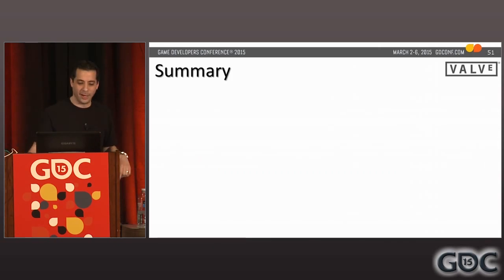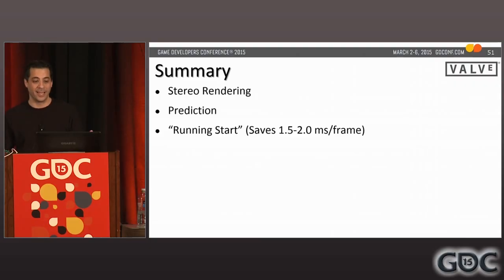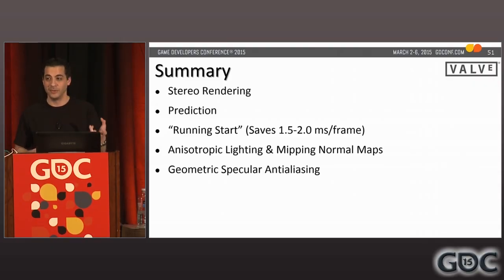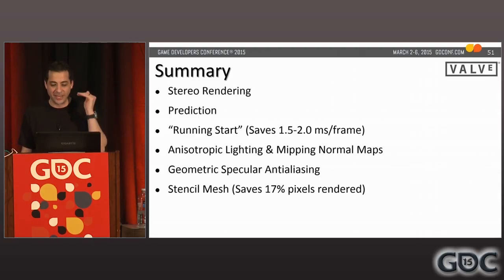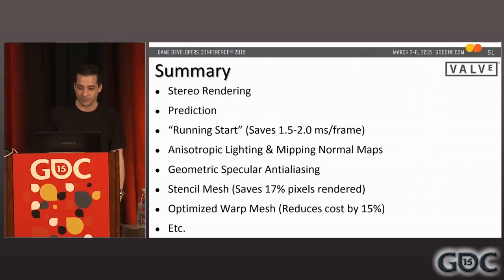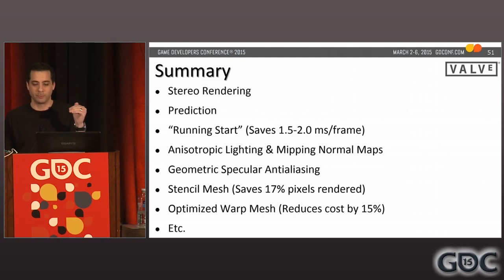So we covered stereo rendering. We talked about prediction, the running start algorithm that's going to save you 1.5 to 2 milliseconds a frame. We went into anisotropic lighting and aliasing problems and how we mip our normal maps in, we hope, a much smarter way. The geometric specular aliasing using screen space partial derivatives, super important. And the stencil mesh that's going to save you 17% of your fill rate, easily a 15% perf boost for us, and how we optimize the warp mesh. The stencil mesh and running start, like I said, that'll buy you 30% of your frame back. If you take away just those 2 things from this talk, you just got yourself a huge perf boost.